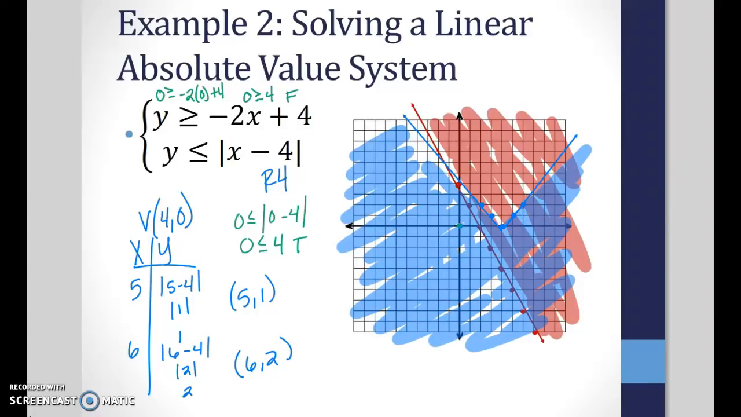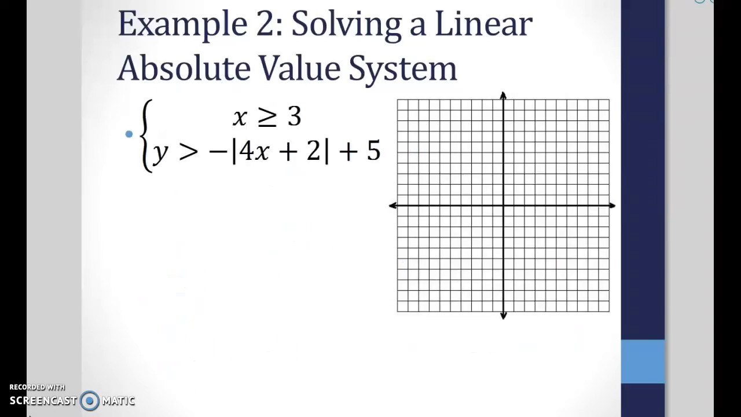So it looks like we have an overlap region. There's a tiny little piece right in there and all over there. So there's where our overlap lies. All right, let's do one more graphing one.